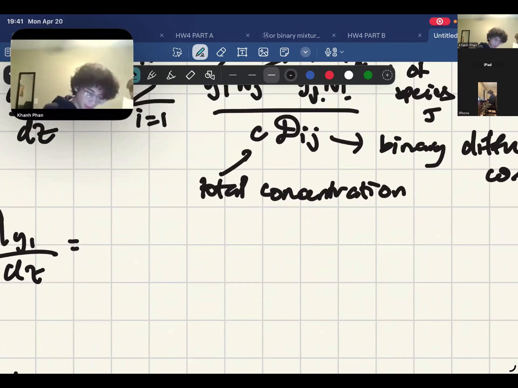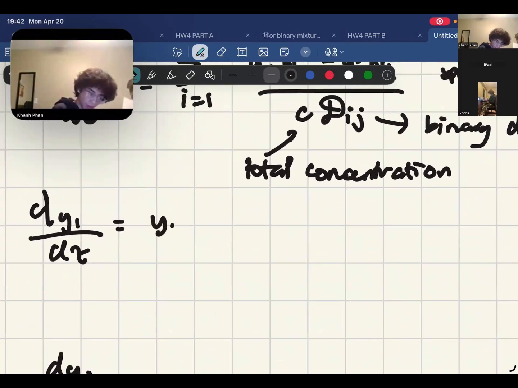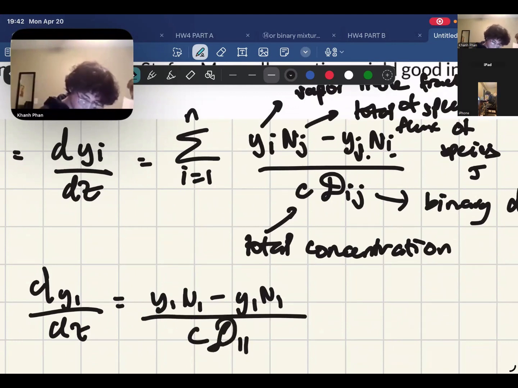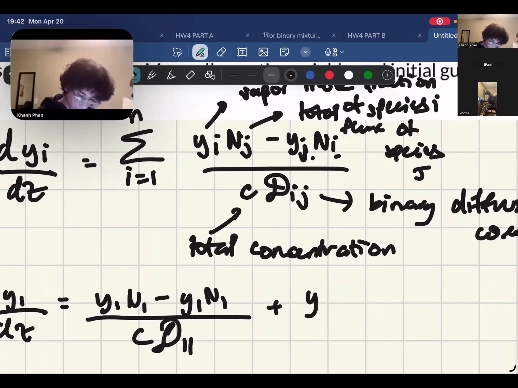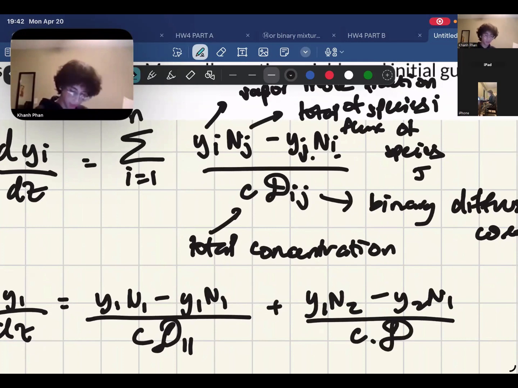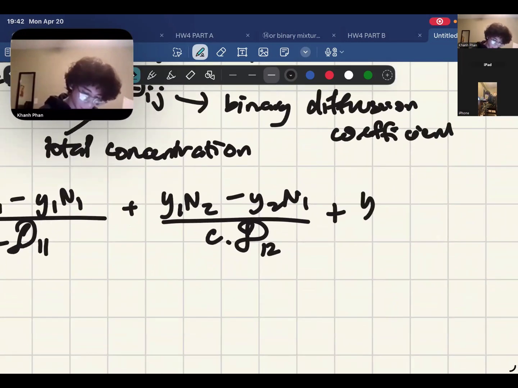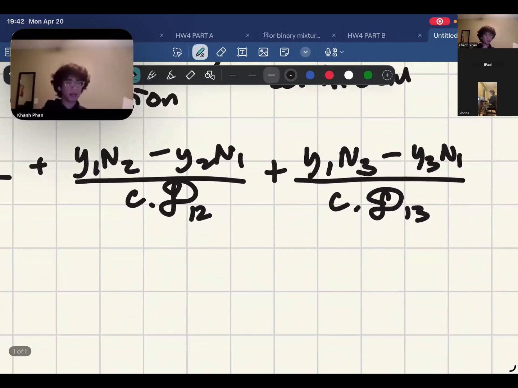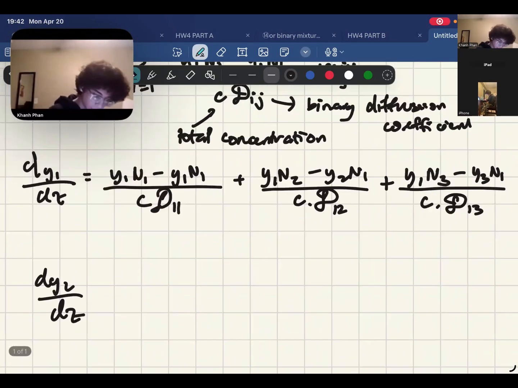dy1 would be y1 times N1 minus y1 times N1 over c D11, plus y1 N2 minus y2 N1 over total concentration times diffusion coefficient of 1 and 2, plus y1 N3 minus y3 N1, since there are three species, over concentration times the binary diffusion coefficient of 1 and 3. And so this is 0, cancel out.